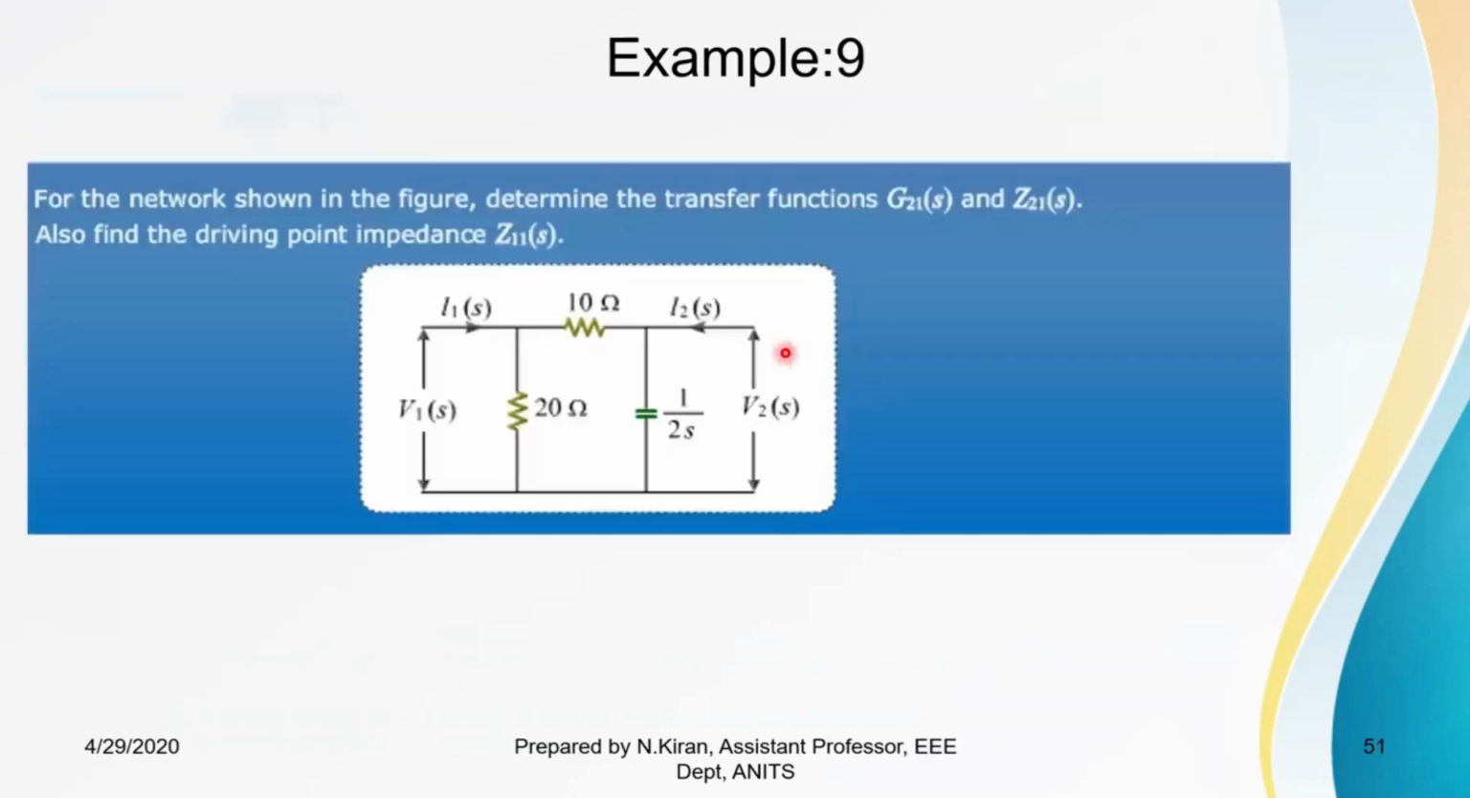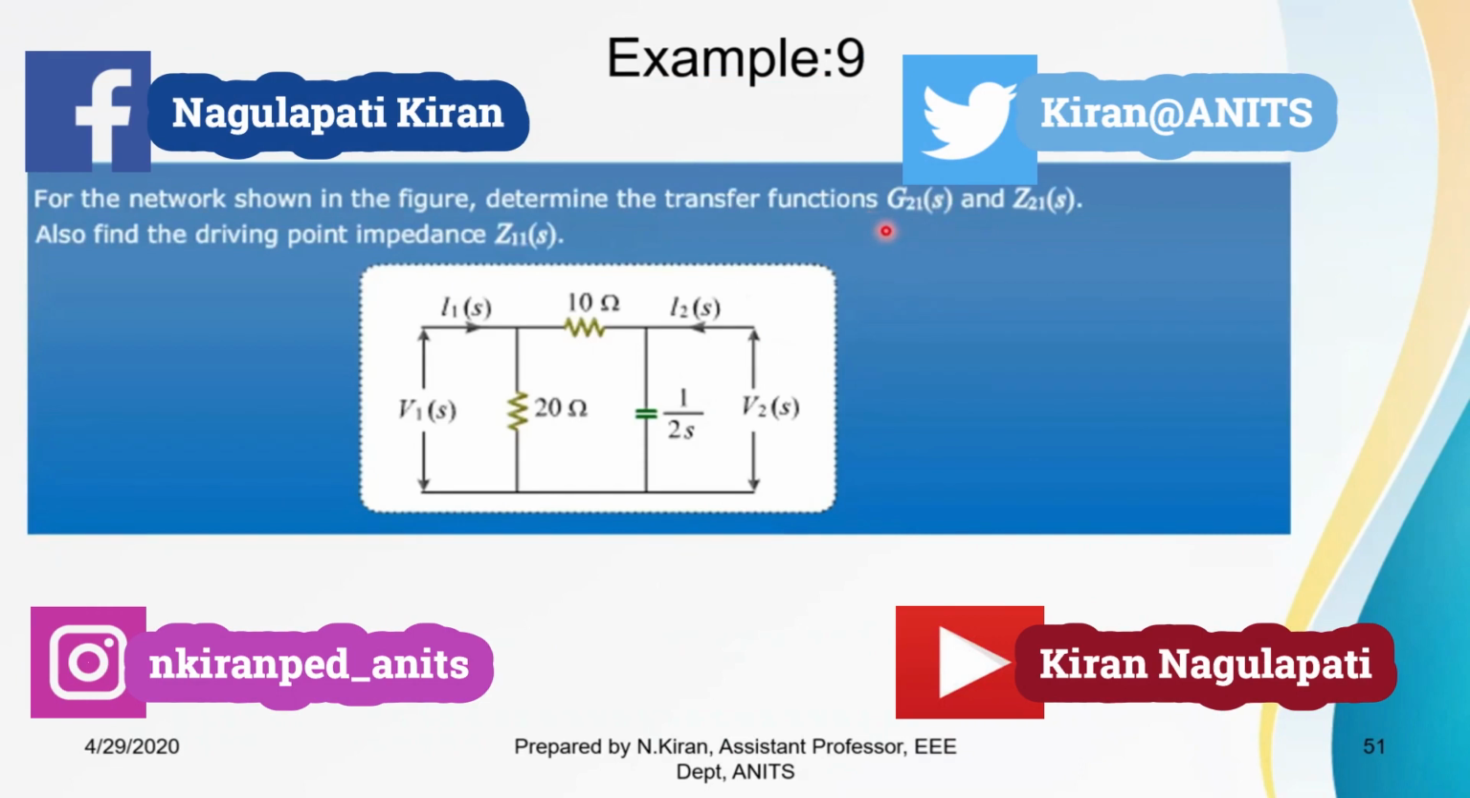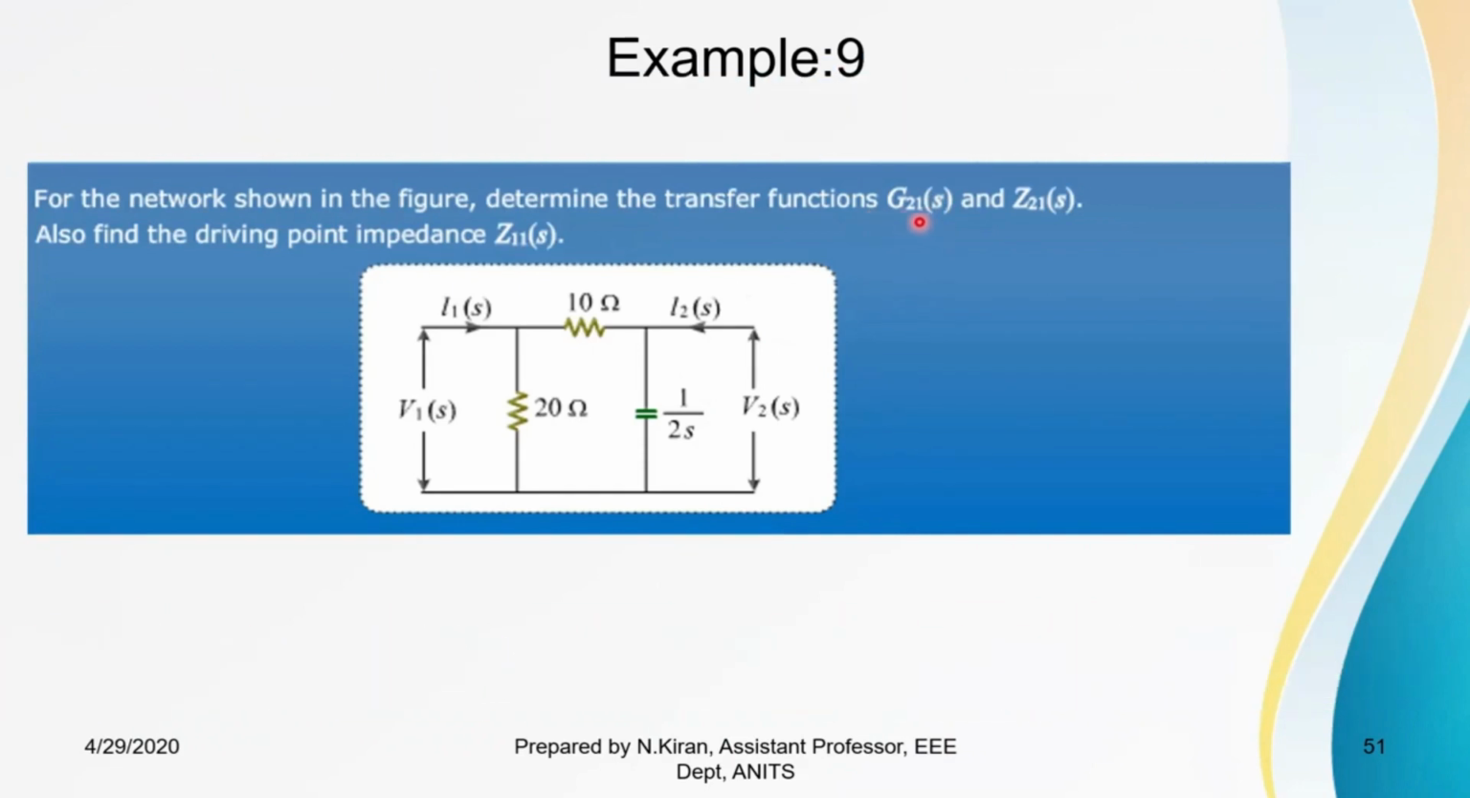Ninth example. So here he has asked us to find the expressions for G21 of S, Z21 of S as well as Z11 of S. So since no load is connected here, I2 value becomes 0. So first let us find Z11 of S.